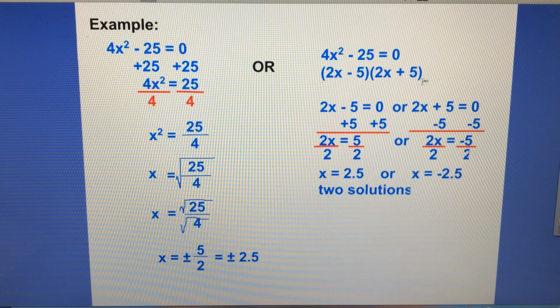Soon our discriminant is coming. Only two more sections, and you're going to finally learn the quadratic formula and the discriminant.